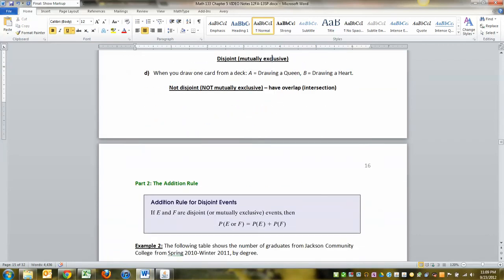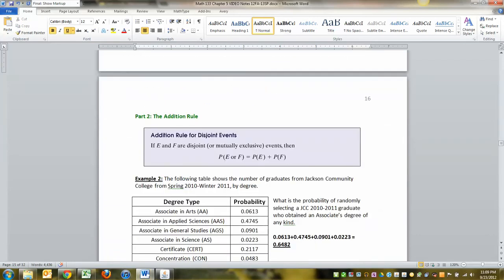Okay, now why is that important? Well, because if events are disjoint, it changes how we treat them. So we're going to learn the addition rule for disjoint events, which is pretty simple. We've actually kind of used it already because it's so easy that people kind of use it without really thinking about it.